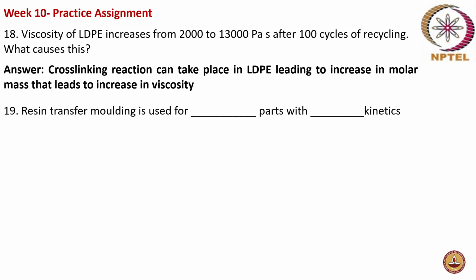Next, resin transfer molding is used for dash parts with dashed kind of kinetics. So what kind of parts, or what size of parts can be manufactured using resin transfer molding, and how should be the kinetics for this case?